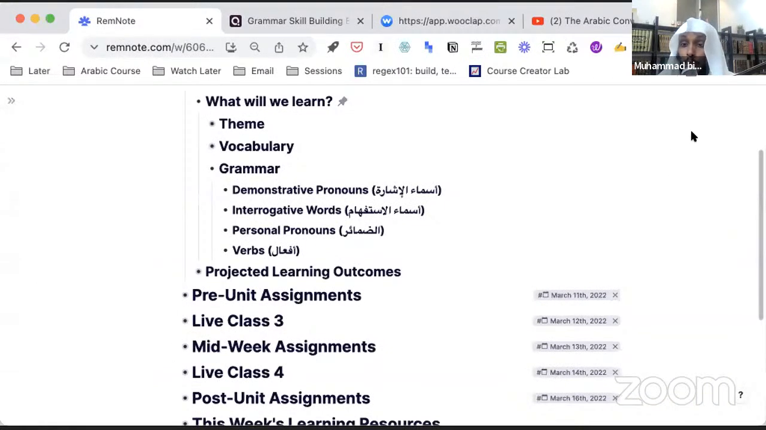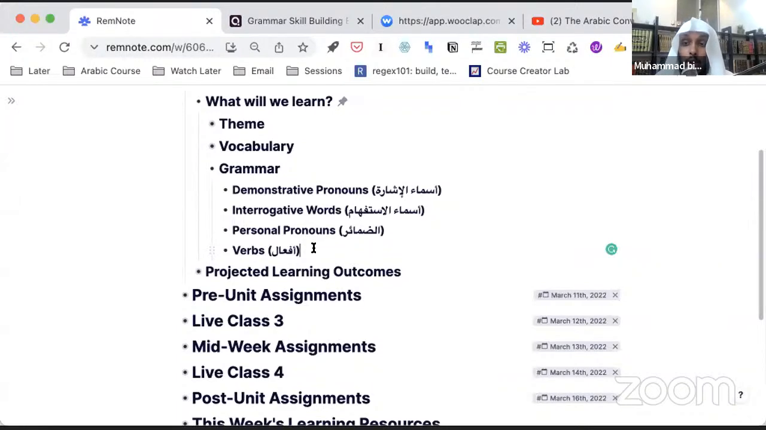In terms of grammar, we're going to be learning about demonstrative pronouns. We've done demonstrative pronouns already, okay? We're just going to recap it. Interrogative words, we're going to also learn a few extra personal pronouns. So interrogative words, we have 3 so far, we're going to learn a 4th one. The asmaul istifham, those words used to ask questions. And in terms of personal pronouns, we're going to add another 2, inshallah, in this session. And we're also going to start learning about verbs. Okay, so in this unit, you're going to see the first verb, inshallah. So what are verbs and what's the relation between verbs and nouns and these sort of things?